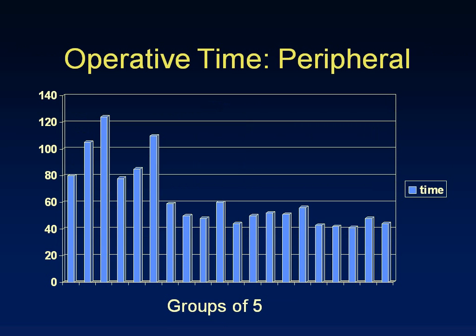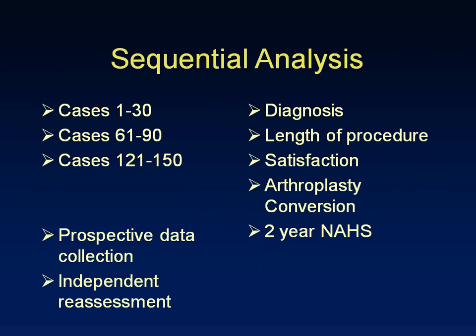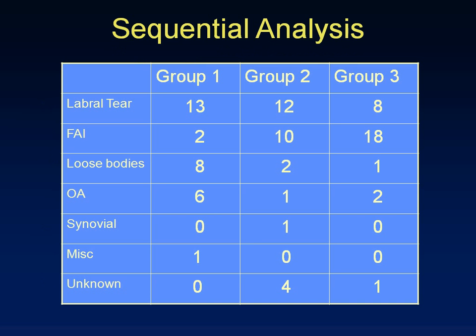And like the central compartment, the peripheral compartment takes about 30 cases before the time for surgery becomes routine and very, very small. So we did a sequential analysis looking at our first 30 cases, then cases 60 to 90, and then cases 120 to 150 to see how we were learning, and then we've published the 2-year follow-up of those 3 cohorts. What you'll see is that the diagnostics changed over time because this was the time period where we started to recognize FAI and weren't just treating labral tears.